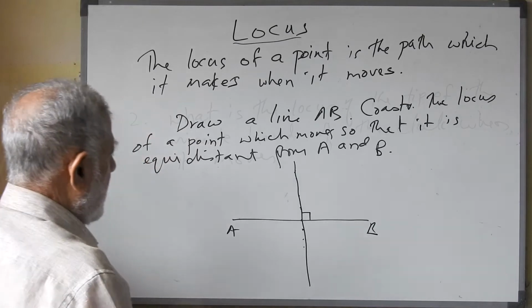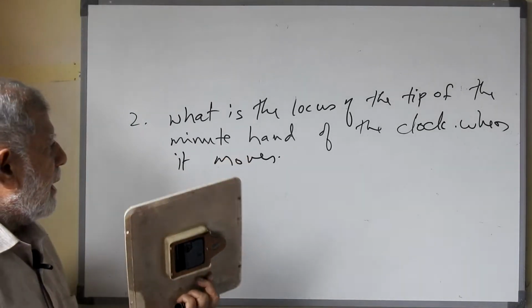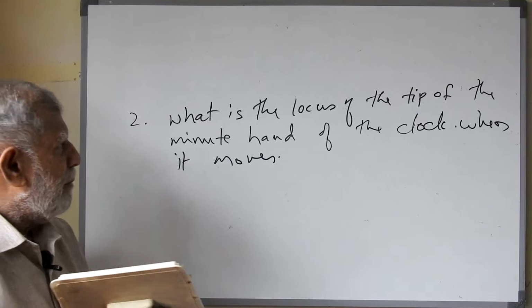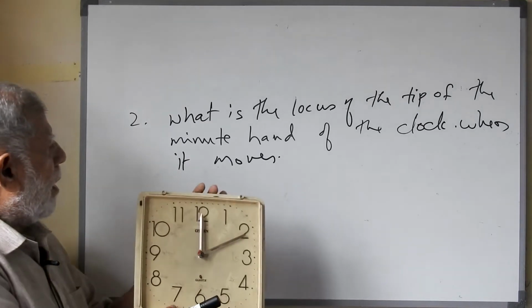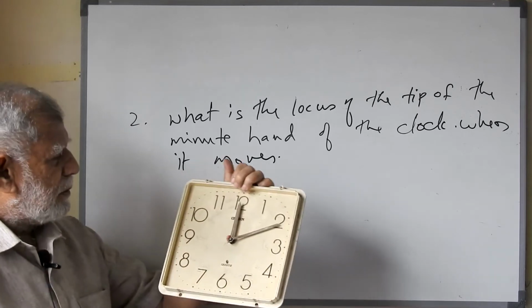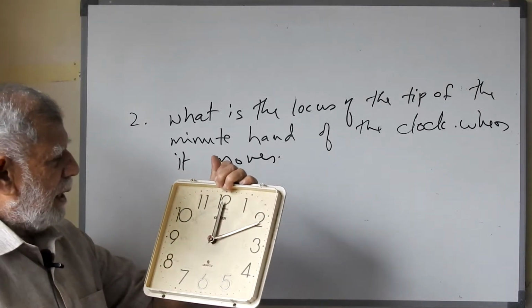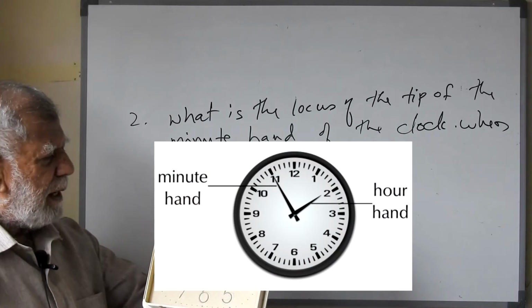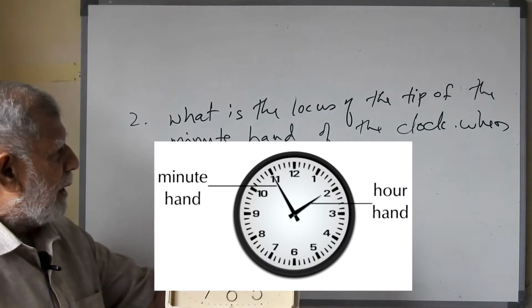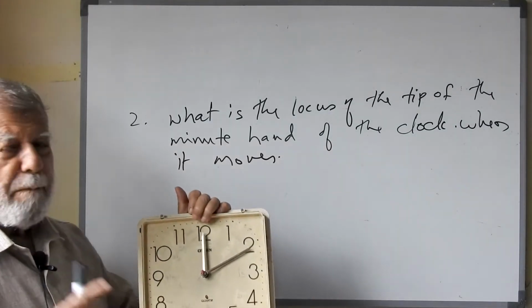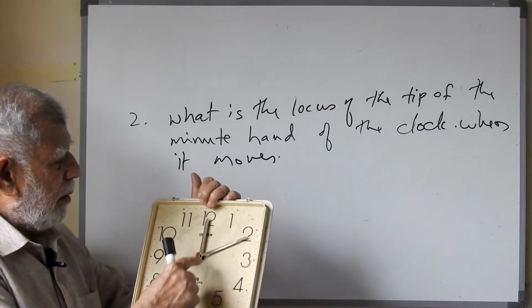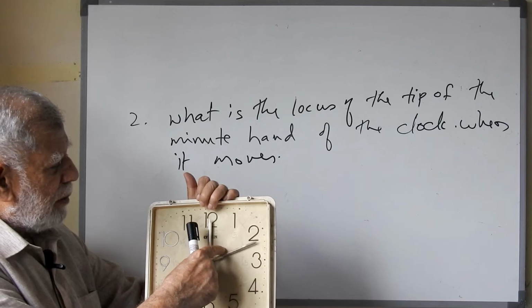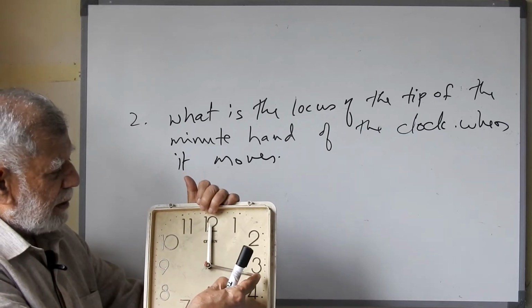We'll take another example. The second locus that we are taking, children, is what is the locus of the tip of the minute hand of the clock when it moves. Now this clock is moving, and we know the hour hand and the minute hand. The long hand is the minute hand. Now we have to find the locus, the path of the minute hand when it moves. When you observe it carefully, you will notice this is how it's moving. The path is how it's moving.